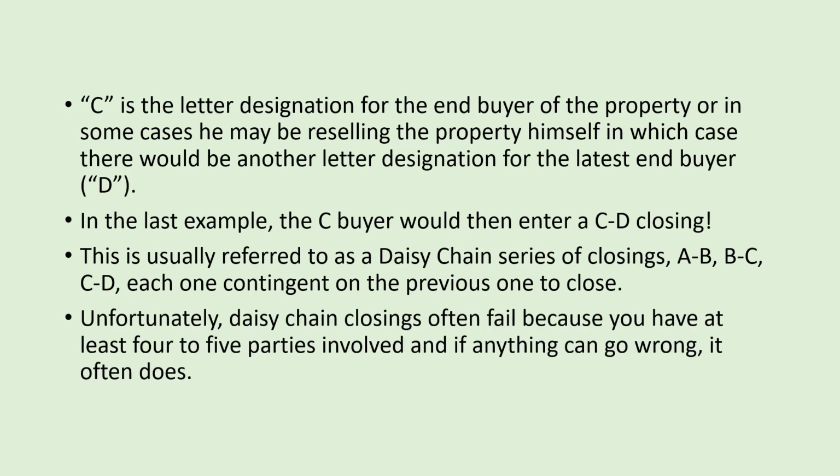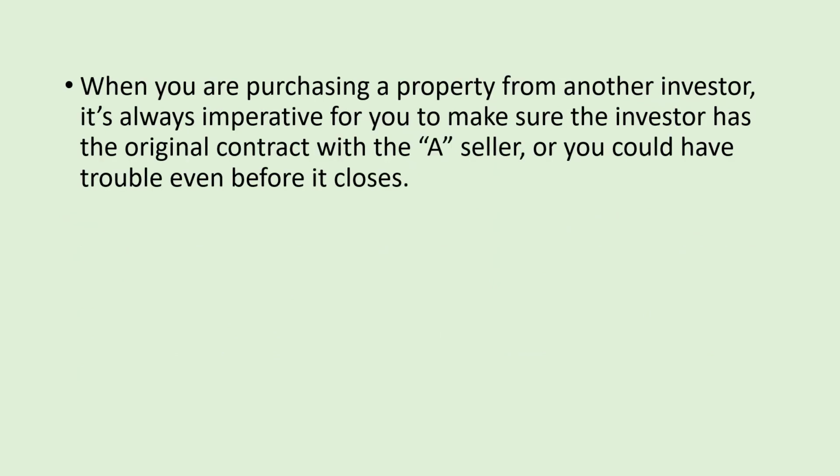Unfortunately, daisy chain closings often fail because you have at least 4 to 5 parties involved, and if anything can go wrong, it often does. When you're purchasing a property from another investor, it's always imperative for you to make sure the investor has the original contract with the A seller, or you could have trouble even before it closes.